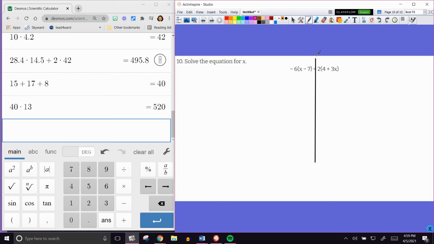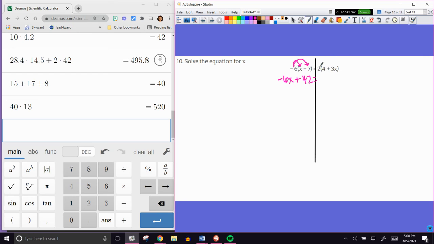The next step is to eliminate parentheses. I do have parentheses. I need to get rid of them by distributing. And remember, that's when we take this outside number and we multiply it to each number inside the parentheses. So I have -6 times 1x. -6 times 1 gives me -6, and these are x's. Then I have -6 times -7. A negative times a negative gives me a positive, and 6 times 7 is 42.